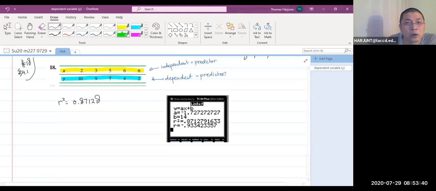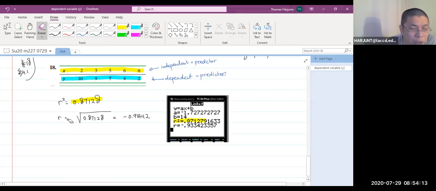And so this is my R squared here. Now R is the square root of that. The thing is, we don't know the sign, the plus or minus. The square root of 0.87128, which will be, in this case, negative 0.93342.